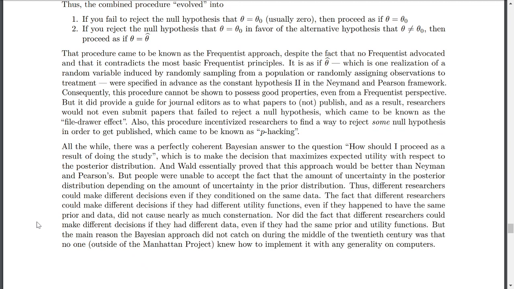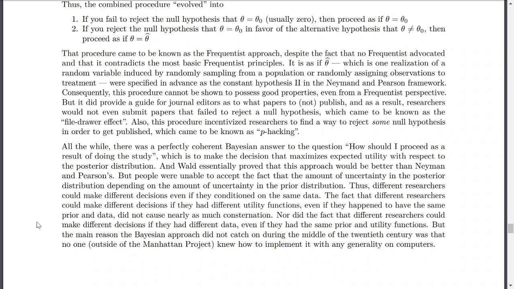Now, the fact that two different researchers that have the same priors and the same data could very easily make different decisions if they had different loss functions also didn't really seem to cause as much outrage. But the loss function is just as subjective as the prior is.